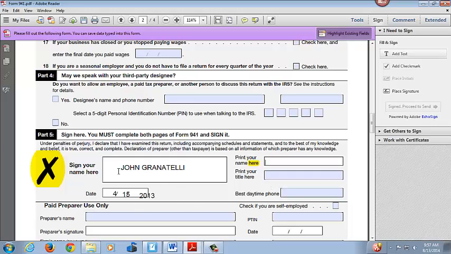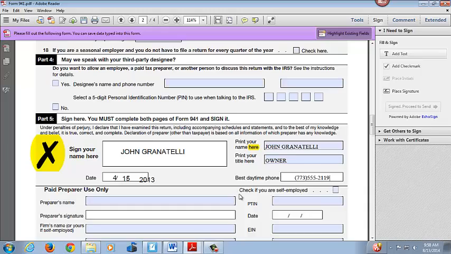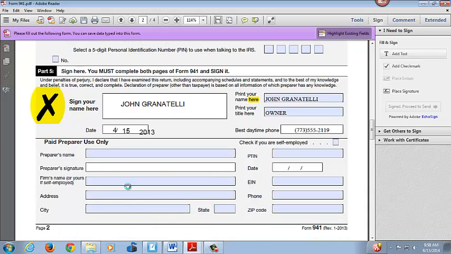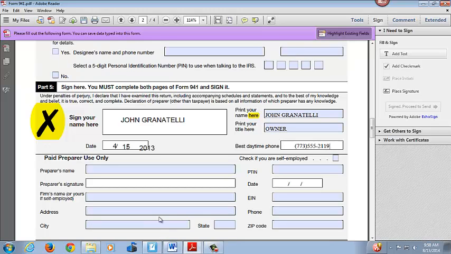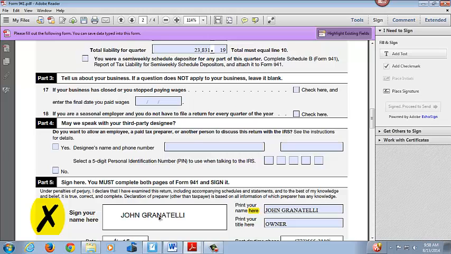So here in Part 5 is where John Granatelli would need to sign his name, put the date in, then he actually types his name in here and prints his title, maybe he's the owner, and then you put in this phone number here, which I gave you, 773-555-2119. And if you're a paid preparer, you would fill this part in if you're a paid CPA.